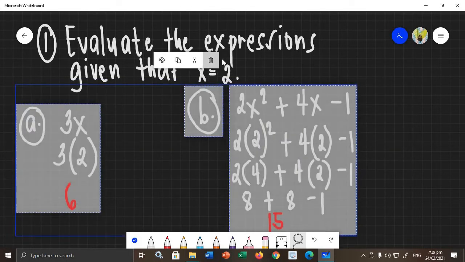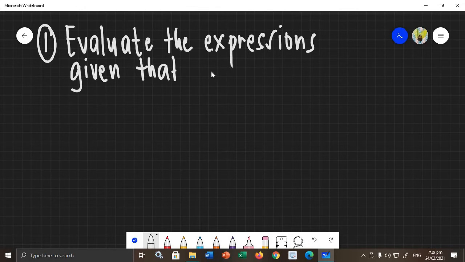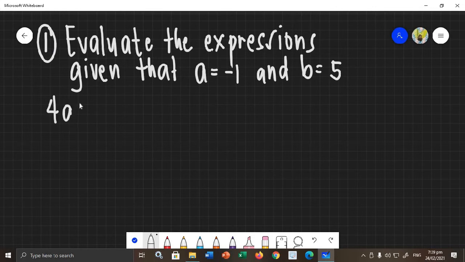How about another example? Let's level up. Let's say we have 2 variables, where A is equal to negative 1 and B is equal to 5. The given expression that you need to evaluate is A, B minus 2 all over 2A.